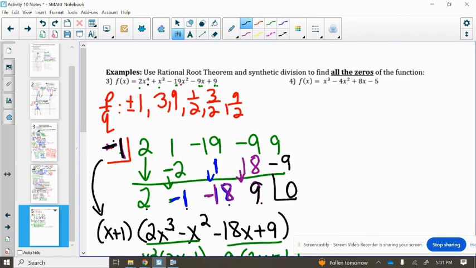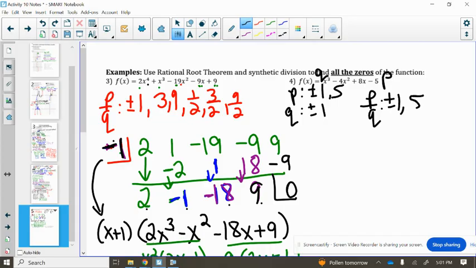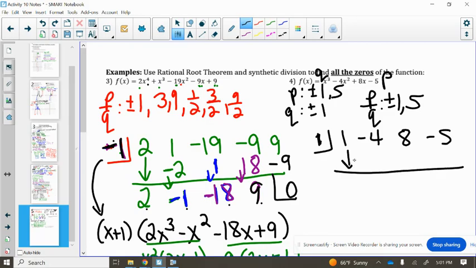Now, reminder, we had P and Q here. The factors of 5 divided by the factors of 1. So our rationals were just positive or -1 and 5. So we only had 4 to test there, right? And if we take 1 to test out like 1, again, we want these leading coefficients from this function up above, and we're going to synthetically divide.